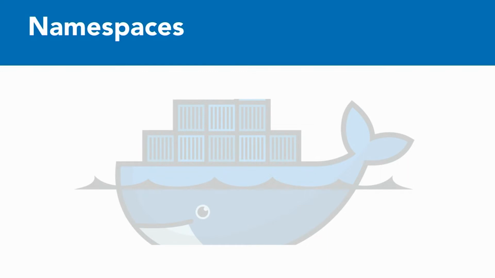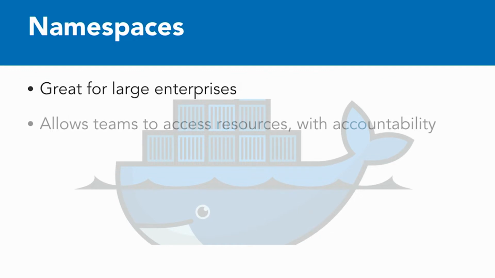And finally, we have namespaces. Unlike labels and selectors, the namespace concept is a feature of Kubernetes that allows you to have multiple virtual clusters backed by the same physical cluster. Namespaces are a great concept to use for large enterprises, where there are many users and teams, and you want to give access to different teams, but at the same time have a rough idea of who owns what in the Kubernetes environment.